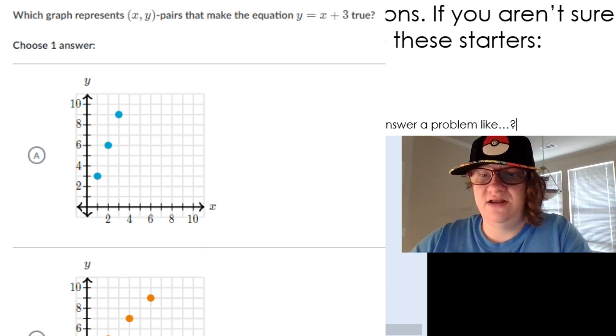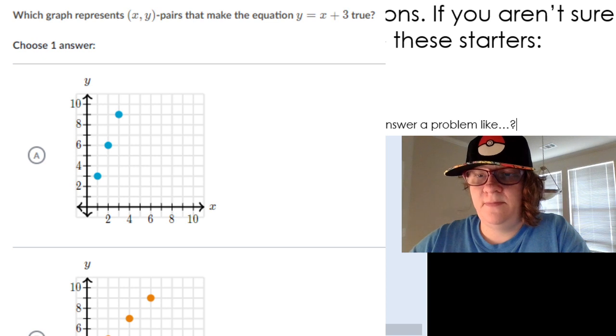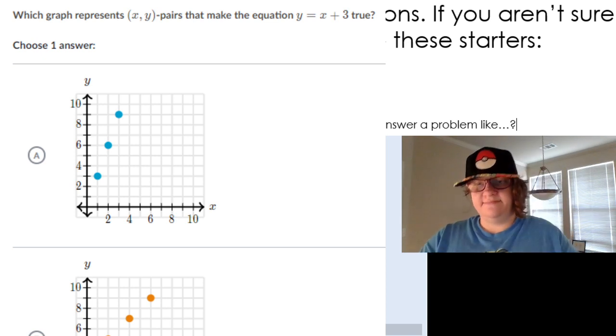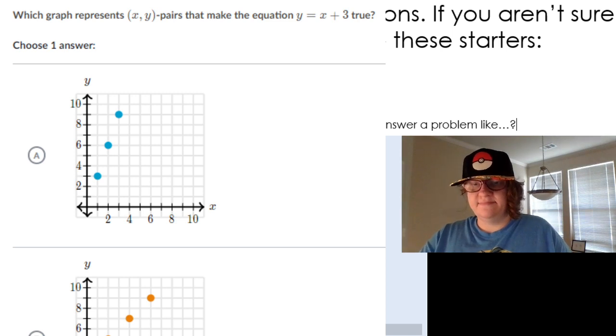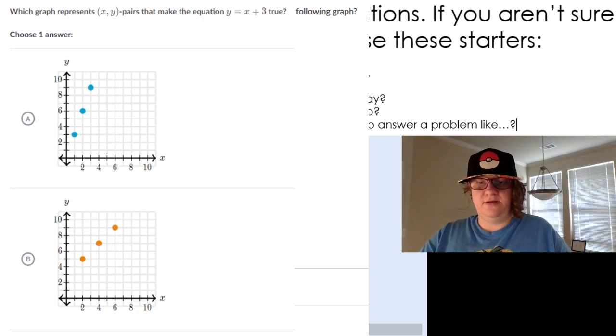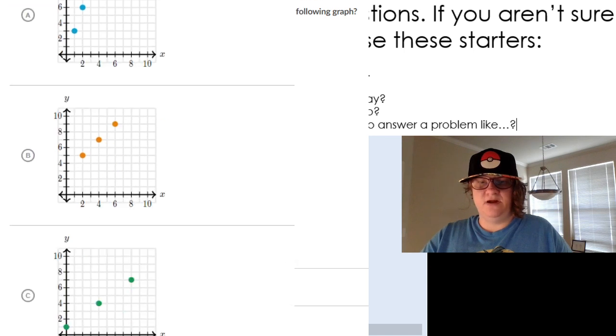Okay, so let us go. Excuse you, Mr. Pitcher. There we go. Okay, I'm trying to see if I can just pick it up. All right, there we go.